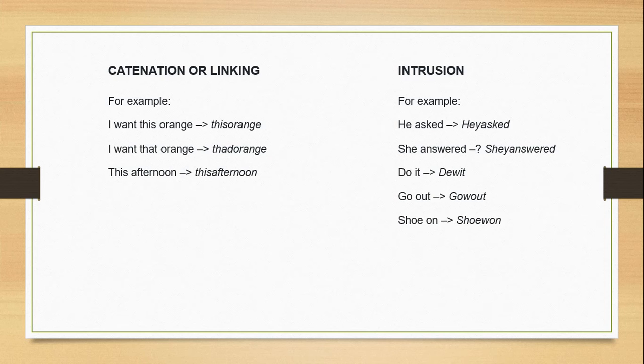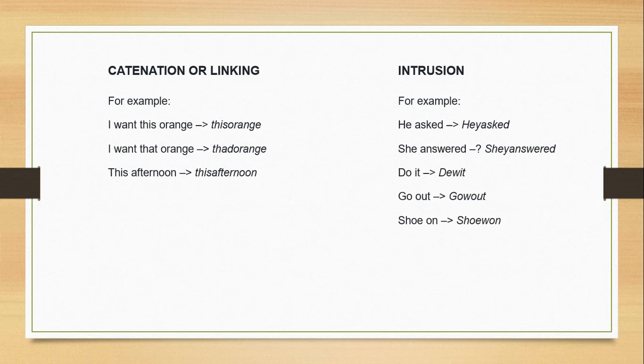Now, intrusion. Intrusion means an additional sound intrudes or inserts itself between others. It is often a w, y, or r sound between two other vowel sounds. For example, he asked, we can say he asked. She answered. Do it. Go out. Show on.